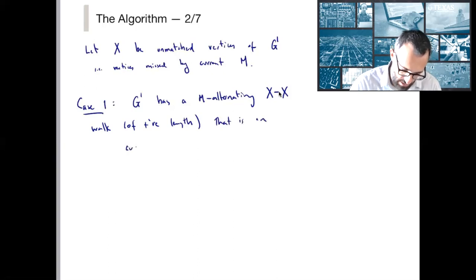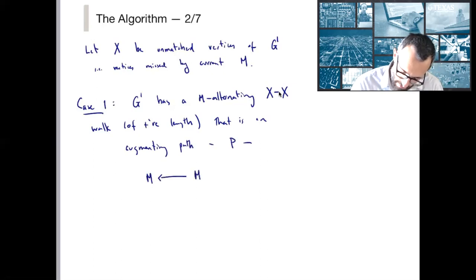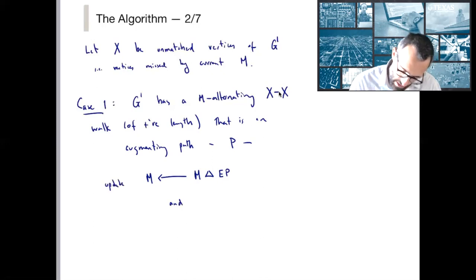That is an augmenting path. Let's call this P. And in that case, we simply augment our algorithm and iterate. So we update M by M, our symmetric difference with EP. I'm using that to denote the edges in the path, and iterate. So I'll say we update and we iterate.